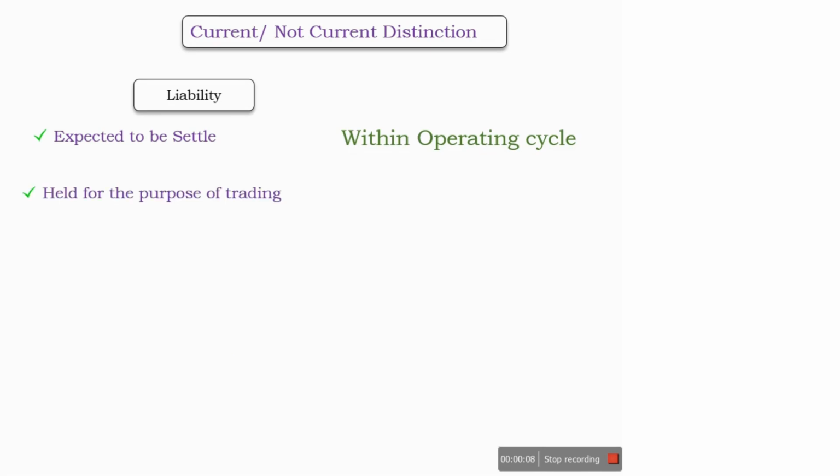Similarly, in case of liabilities, it will be classified as current if it is expected to be settled within the operating cycle, or held for the purpose of trading, or it is due to settle within a period of 12 months from the end of the reporting period. So if these conditions are satisfied, liabilities will be classified as current.